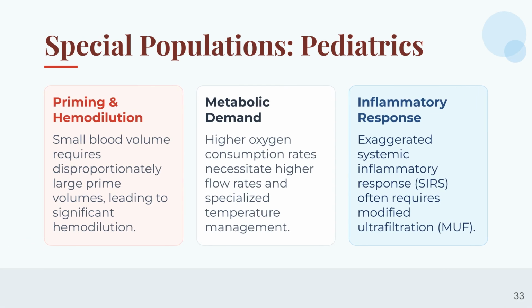Pediatric bypass presents unique challenges, primarily due to the large priming volume relative to the child's small blood volume, leading to significant hemodilution. Children have higher metabolic demands, necessitating higher flow rates and specialized temperature management. Their exaggerated inflammatory response often requires modified ultrafiltration.